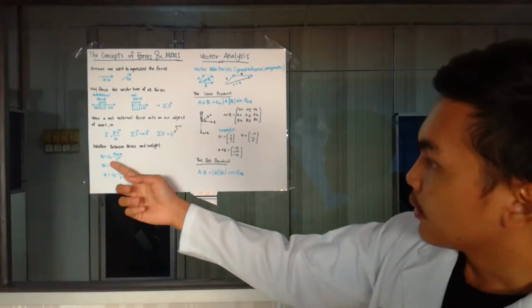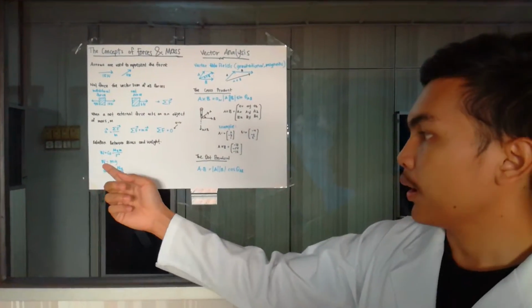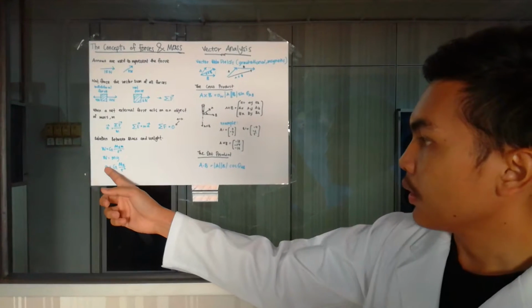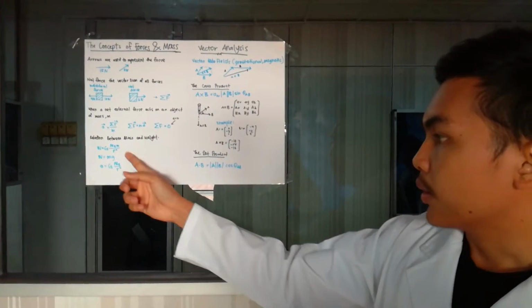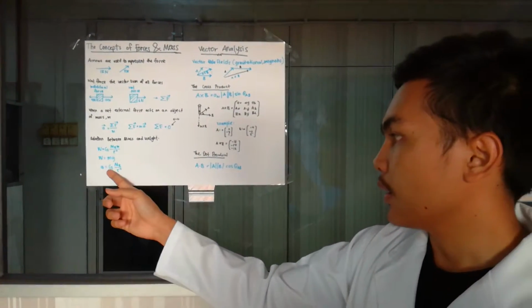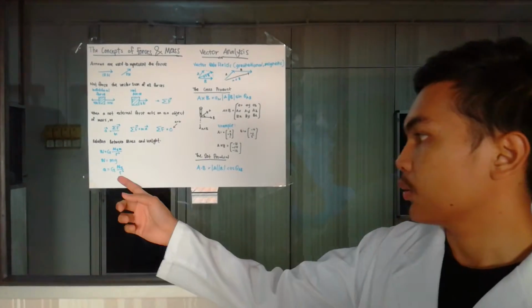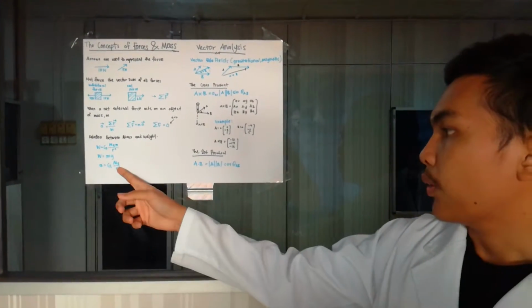As we learned before, weight is equal to mg. So G, the equation to find gravity, is G M_E divided by R to the power of 2.